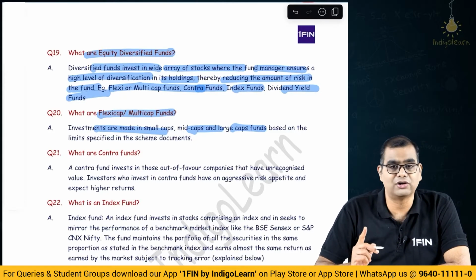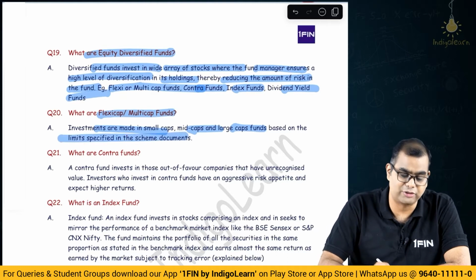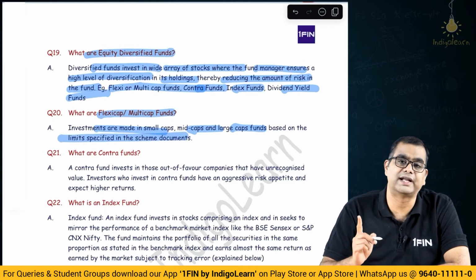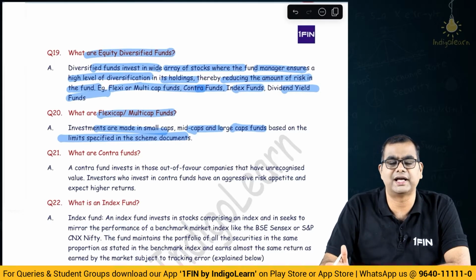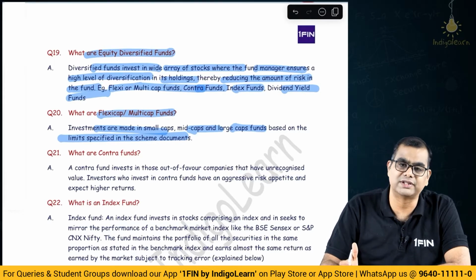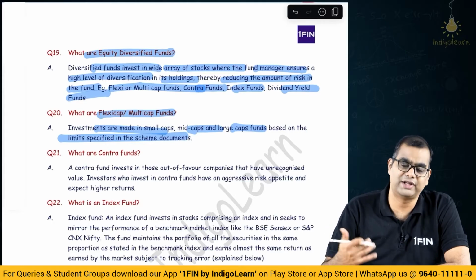And of course, they have to follow the limits that are given in the documents filed at the time of issue. So basically they will say, I will not invest more than 50% in either large cap, mid cap or small cap. I will invest a minimum of 10% in each of those. So they have to follow those limits.